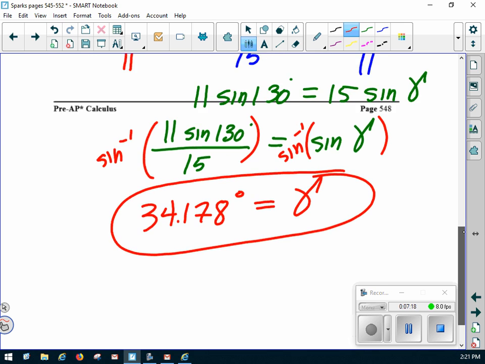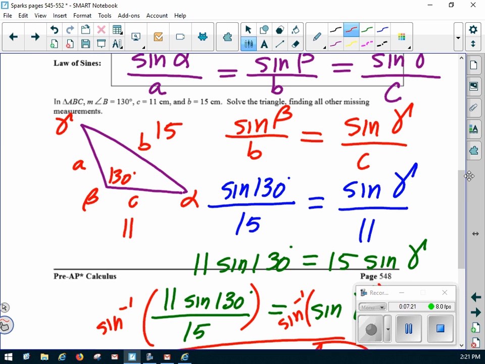Okay, let's see what else we've got to find. 34.178 degrees is right here. Now let me make a comment before we go any farther. If you decide that you want to use angle gamma in later work, please know that this is not exact, right? Do you know how to use the store function on your calculator?